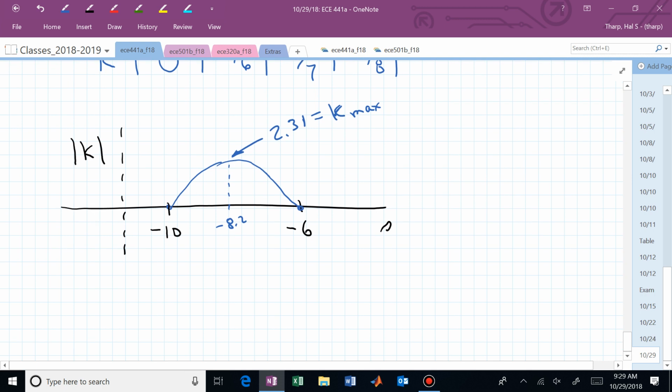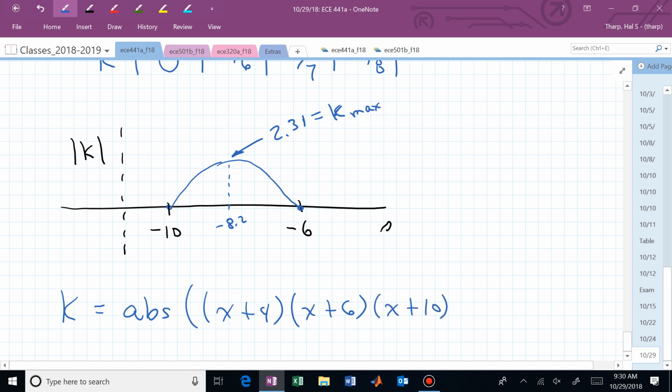If you wanted to do that on your calculator, maybe you would say k is the absolute value of x plus 4 and so on, if x is an easier variable to enter on your calculator. Now you could simply sketch that as a function of x between -6 and -10 and see where this function is maximized.